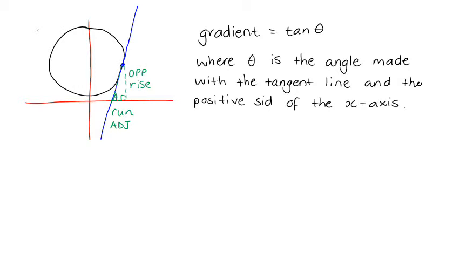Right, so that's your rule up there. Gradient equals tan theta, or I think I've got it on the sheet as tan theta equals m. Yeah, positive side of the x-axis, so just here. Oh, sorry. You know what I mean. Let's not get pedantic.